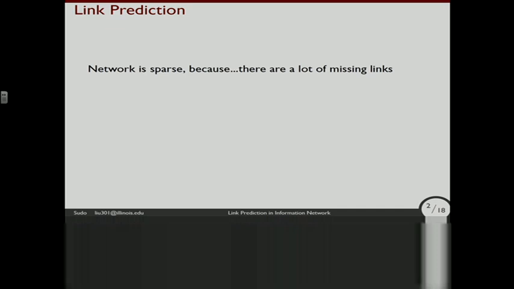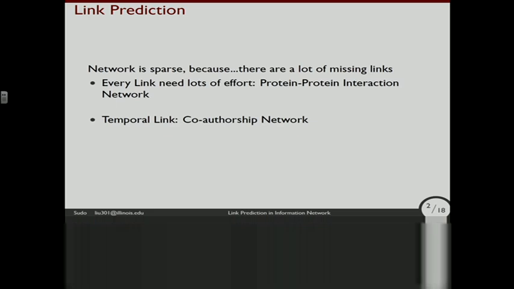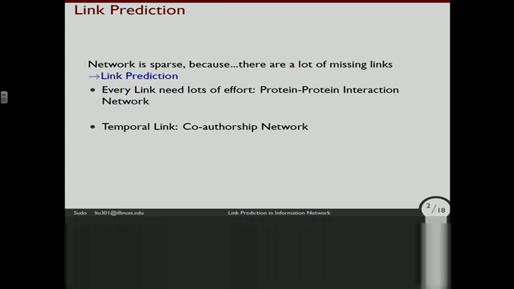In real networks, it's actually very sparse. There are a lot of missing links. For example, in a protein-protein interaction network, each link needs a biological experiment, which is very expensive to get, so the links are very sparse. Also, in some networks there are a lot of temporal links, which means in co-authorship networks, some authors might be connected in the future, but you want to predict from now. These networks need link prediction, and from link prediction we can predict future links and other missing links.